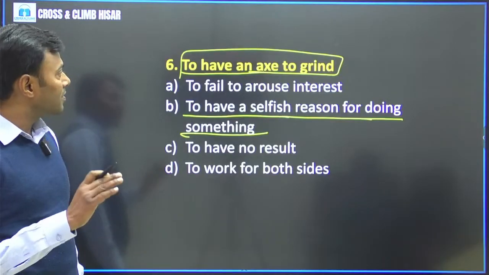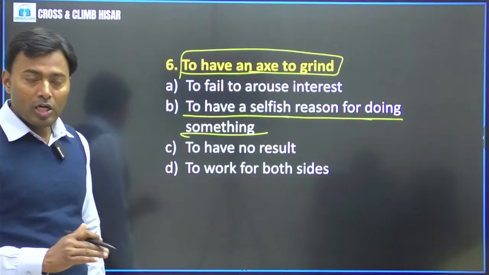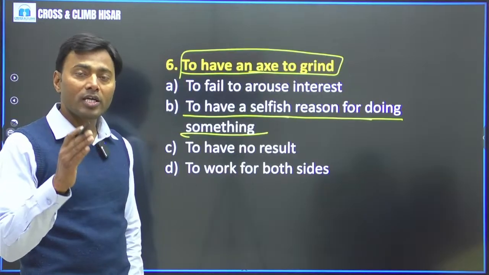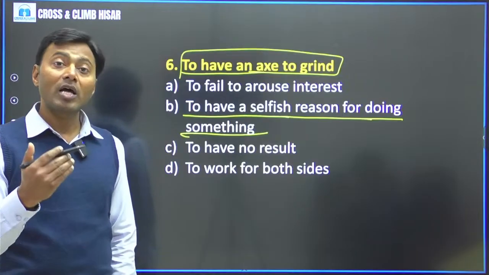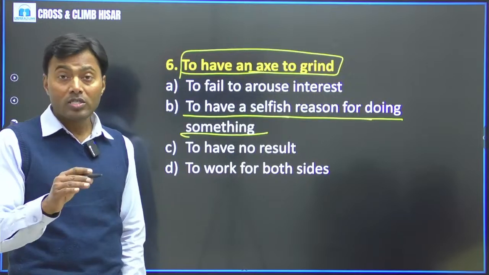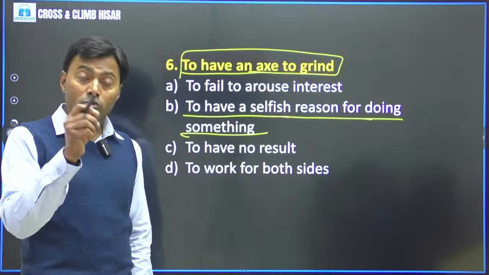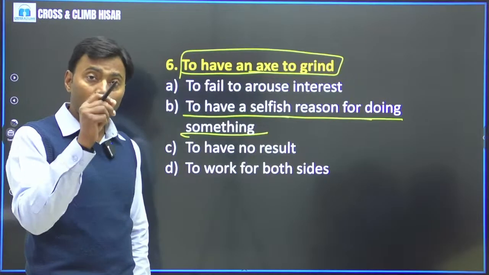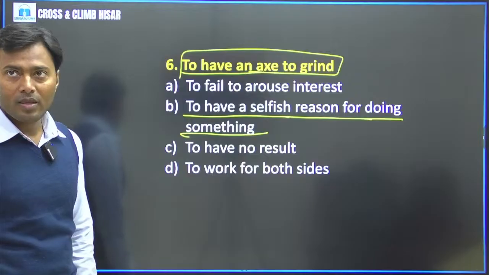So to have an axe to grind simply means to have a selfish reason for doing something. So if you are going to do something, right, why you are doing something? Because you have got an axe to grind. Clear? और जब आपके पास axe है grind करने के लिए, इसका मतलब आपका अपना reason है, कोई अपना selfish reason है कुछ काम करने के लिए, right? You are not doing something for the sake of others. You are doing something for the sake of your own benefit. That's why you are going to do. And if you are going to do something for your own benefit, it means you have got an axe to grind. Clear?